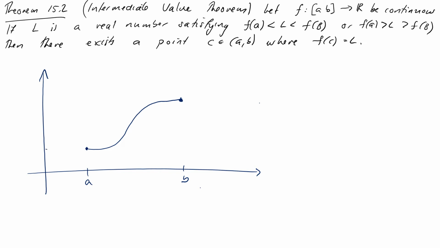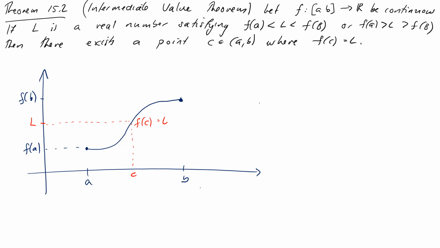Then this value here is f of a. This value here is f of b. What the theorem says is that if I have another value L, which lies between those two, now we could write f of a and f of b the other way around if we liked, but for our purposes of our argument, we'll just take this case here. Then there exists a point c such that f of c is equal to L.